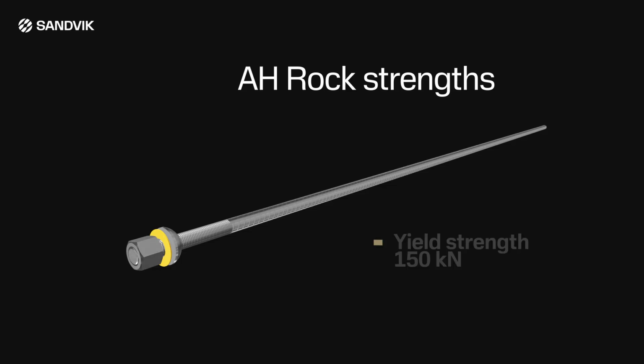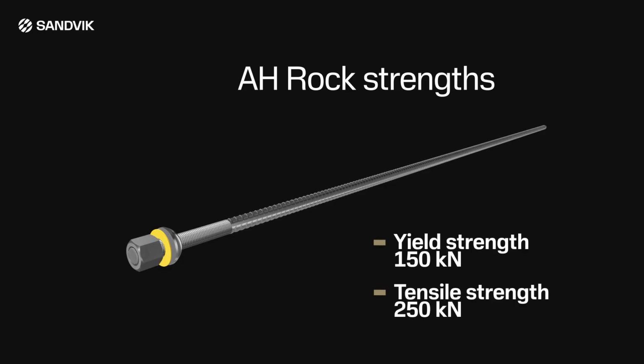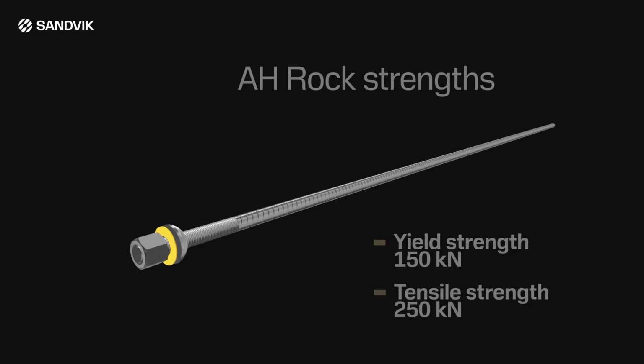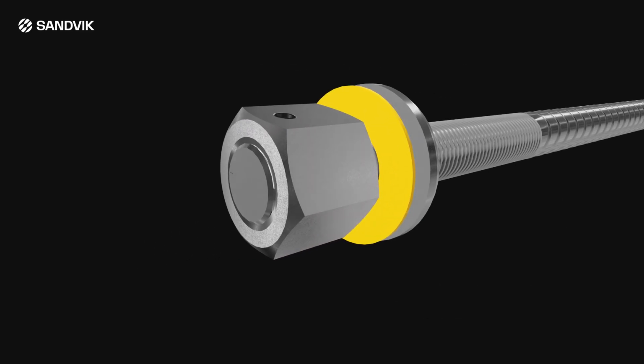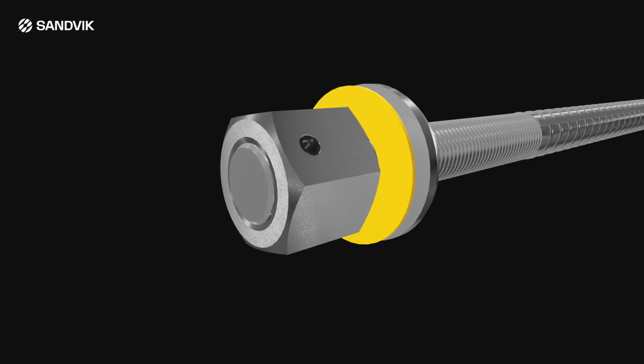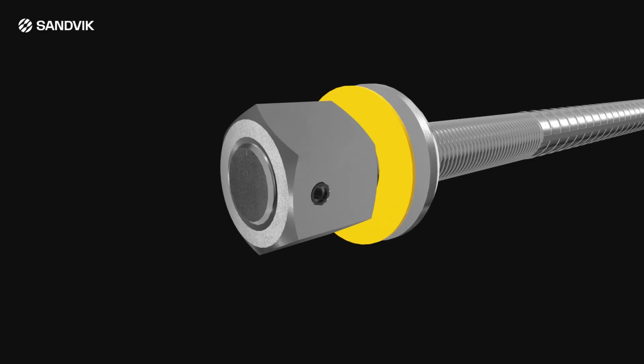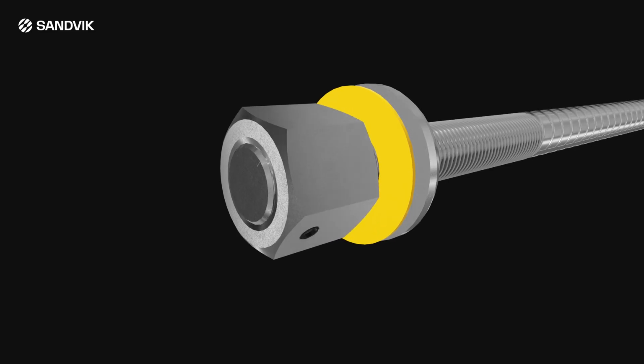Sandvik AH grade rock bolts deliver a typical yield strength of 150 kilonewtons and tensile strength of 250 kilonewtons for varying applications. A reliable shear pin breakout system allows for fast tension to the roof. Sandvik offers a range of breakouts to suit requirements.